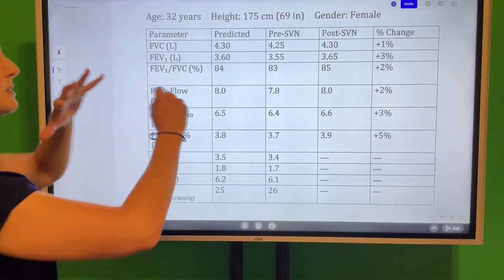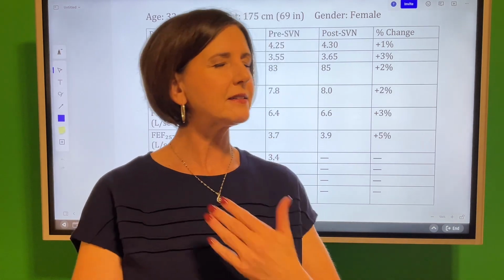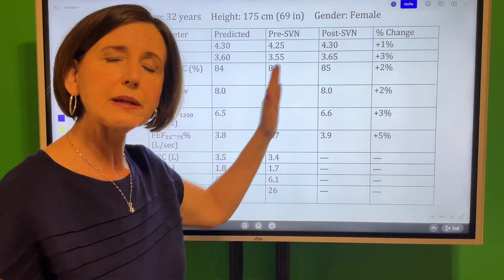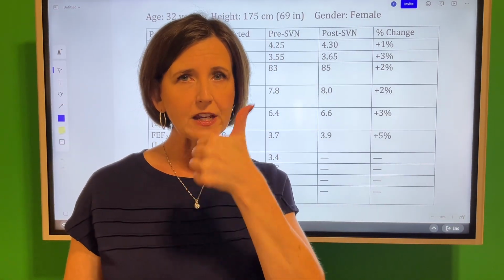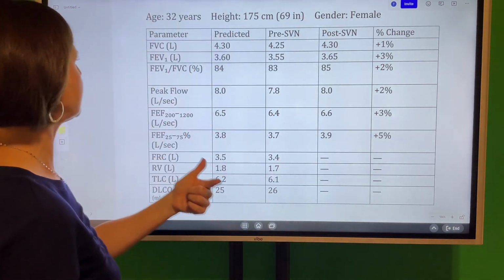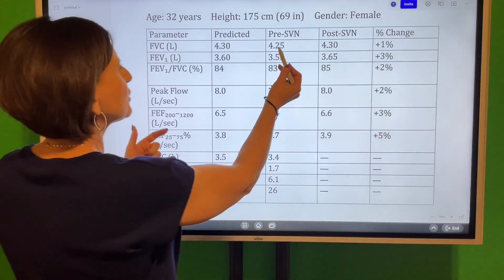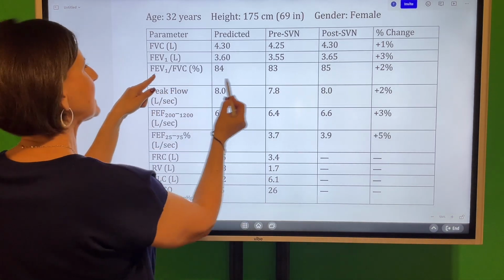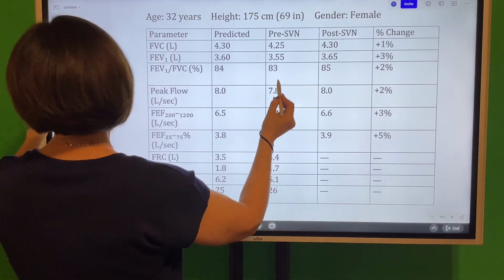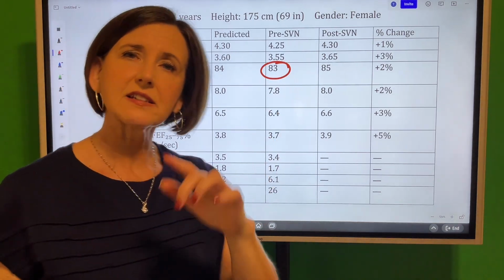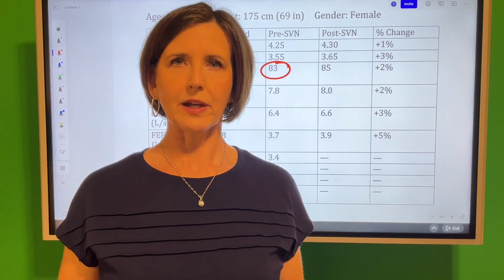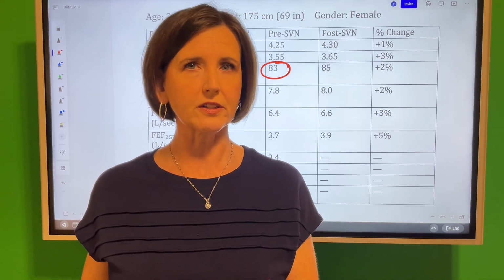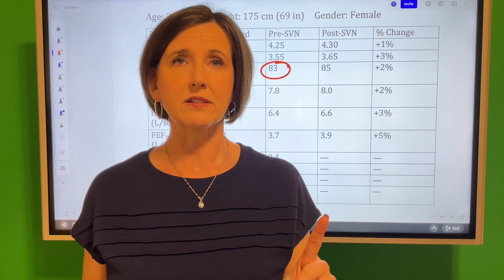Okay, so this looks messy, this looks horrible, and you hate PFTs, and I get that, but here's how easy it is. The first thing you always do on your pre-SVN or pre-bronchodilator is find the FEV₁ and the FVC, and you divide them. So you could do the math here, but look, see how they already did this for you? FEV₁ divided by FVC, and this is 83%. Well, what does that tell us? This tells us there is not an obstruction. Okay, if it was less than 70%, there would be an obstructive disorder. There is not an obstruction.